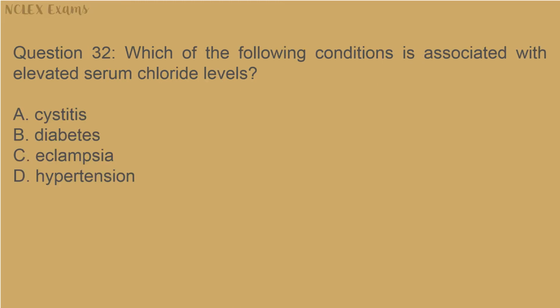Question 32. Which of the following conditions is associated with elevated serum chloride levels? A. Cystitis. B. Diabetes. C. Eclampsia. D. Hypertension.